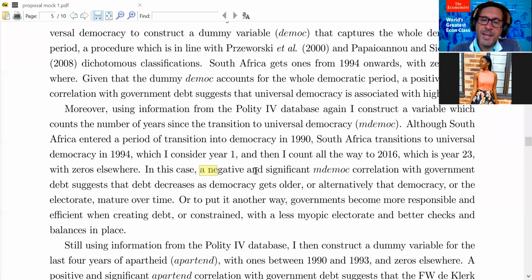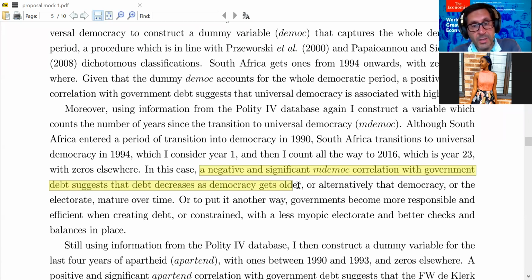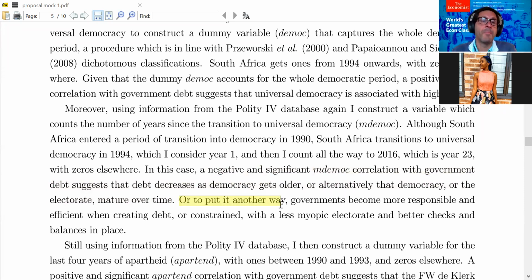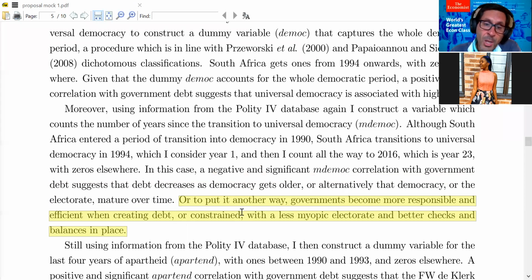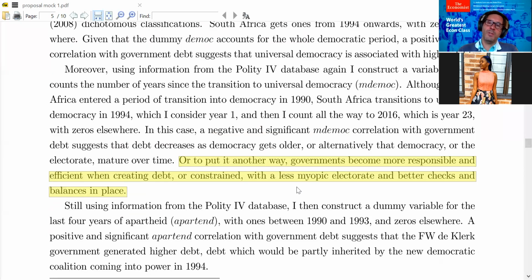In this case, a negative and significant MDMOC correlation with government debt suggests that debt decreases as democracy gets older, or alternatively, that democracy or the electorate mature over time. Or to put it another way, it depends on your vocabulary here, governments become more responsible and efficient when creating debt, constrained by a less myopic electorate and better checks and balances in place. Okay.